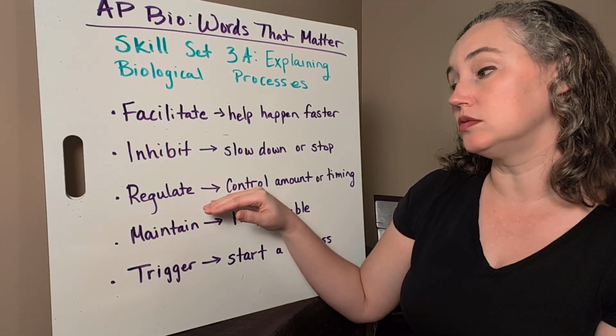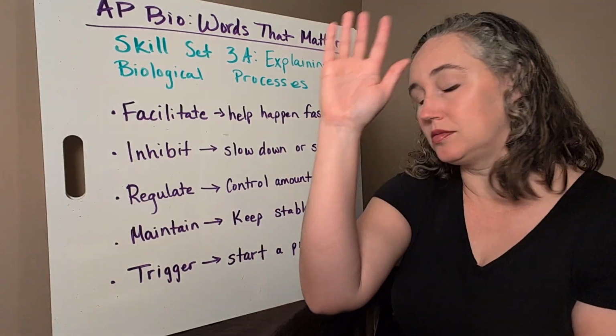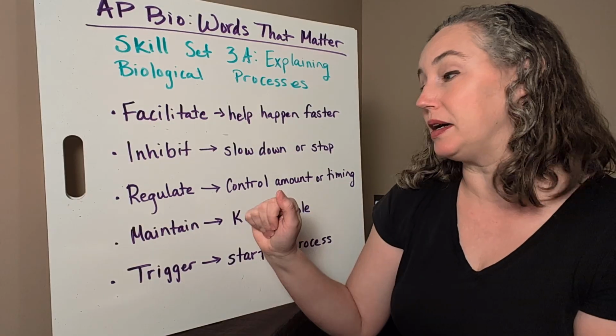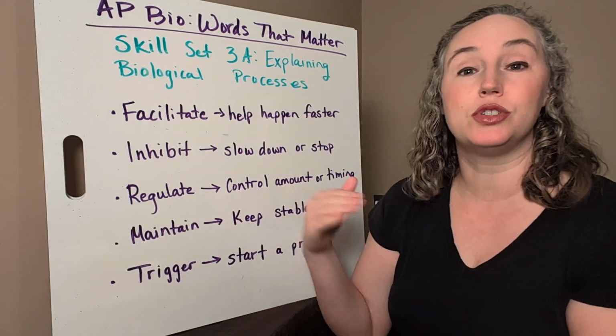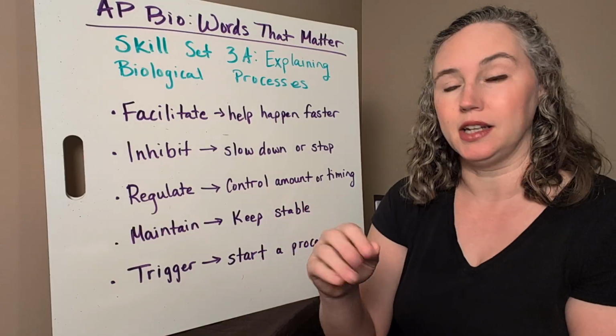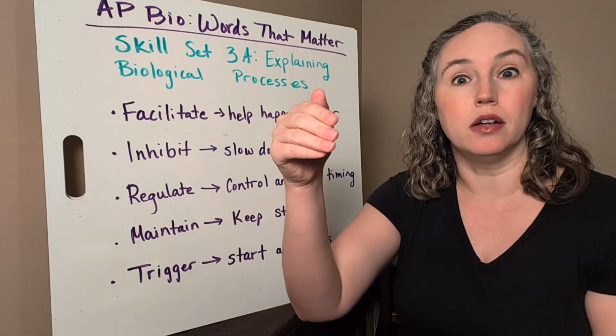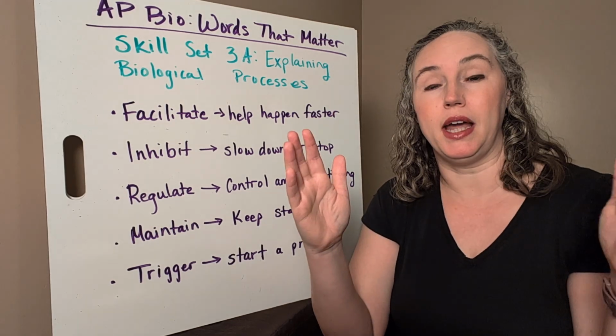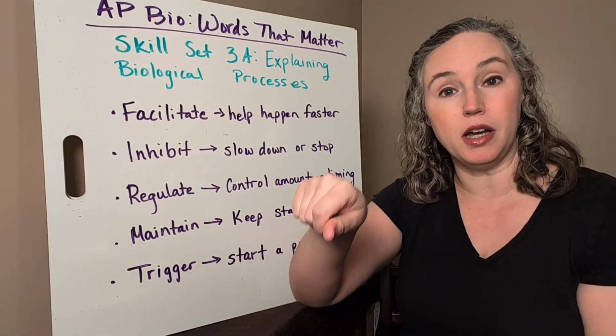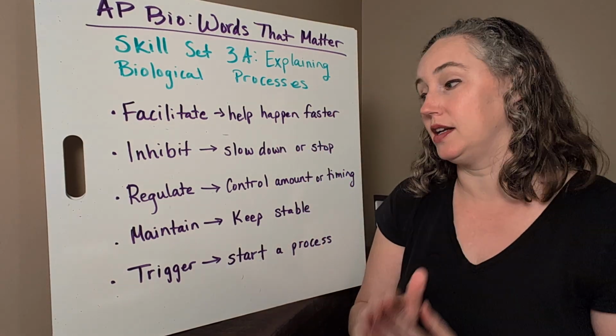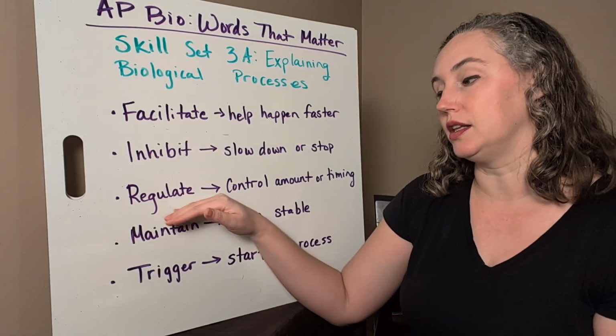There's a whole set of things about gene expression and how gene expression is regulated. Right? Because sometimes we need our genes to be on and those proteins to be made. And then sometimes we need those genes to be off and those proteins to not be made. And that's how we regulate.